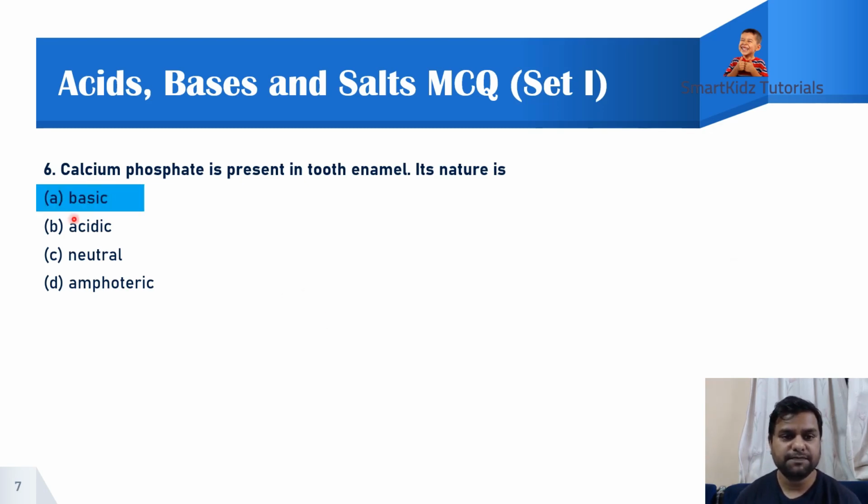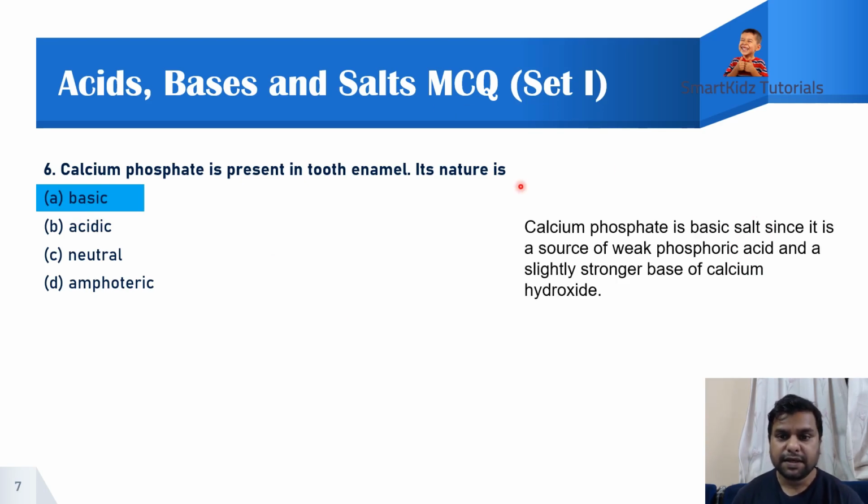Let's have a look at the answer. That's it, basic. Calcium phosphate is a basic salt since it is a source of weak phosphoric acid and a slightly stronger base, calcium hydroxide.